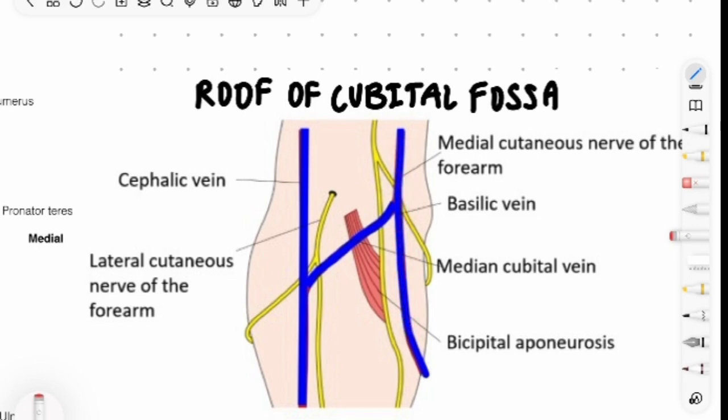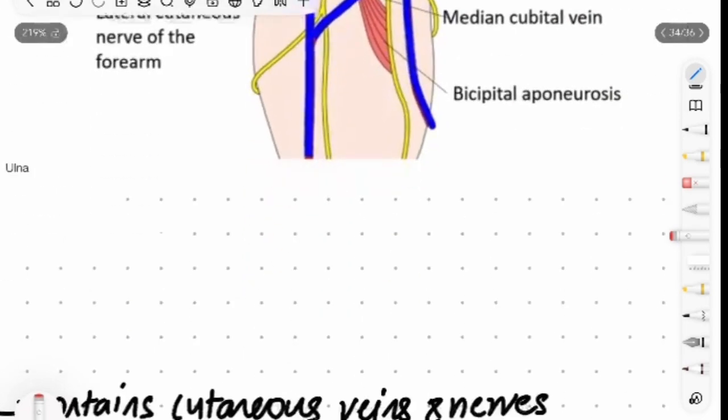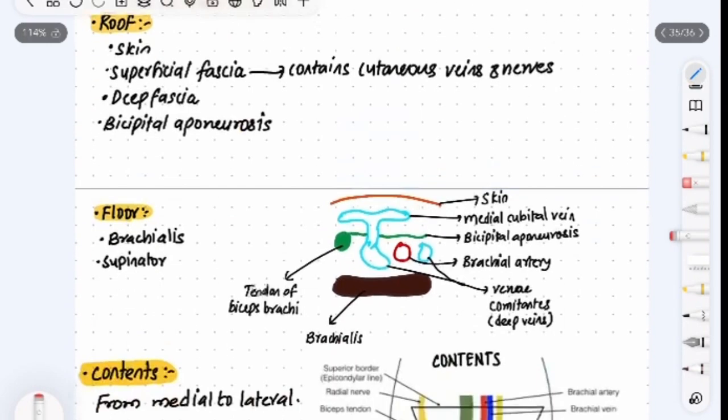And the roof also contains the bicipital aponeurosis. So basically there are 4 to 5 contents in the roof: the cephalic vein on the lateral side, basilic vein on the medial side, medial cubital vein connecting these two veins, two cutaneous nerves, that is lateral cutaneous nerve of forearm, medial cutaneous nerve of forearm, and bicipital aponeurosis. So this is the roof of cubital fossa.